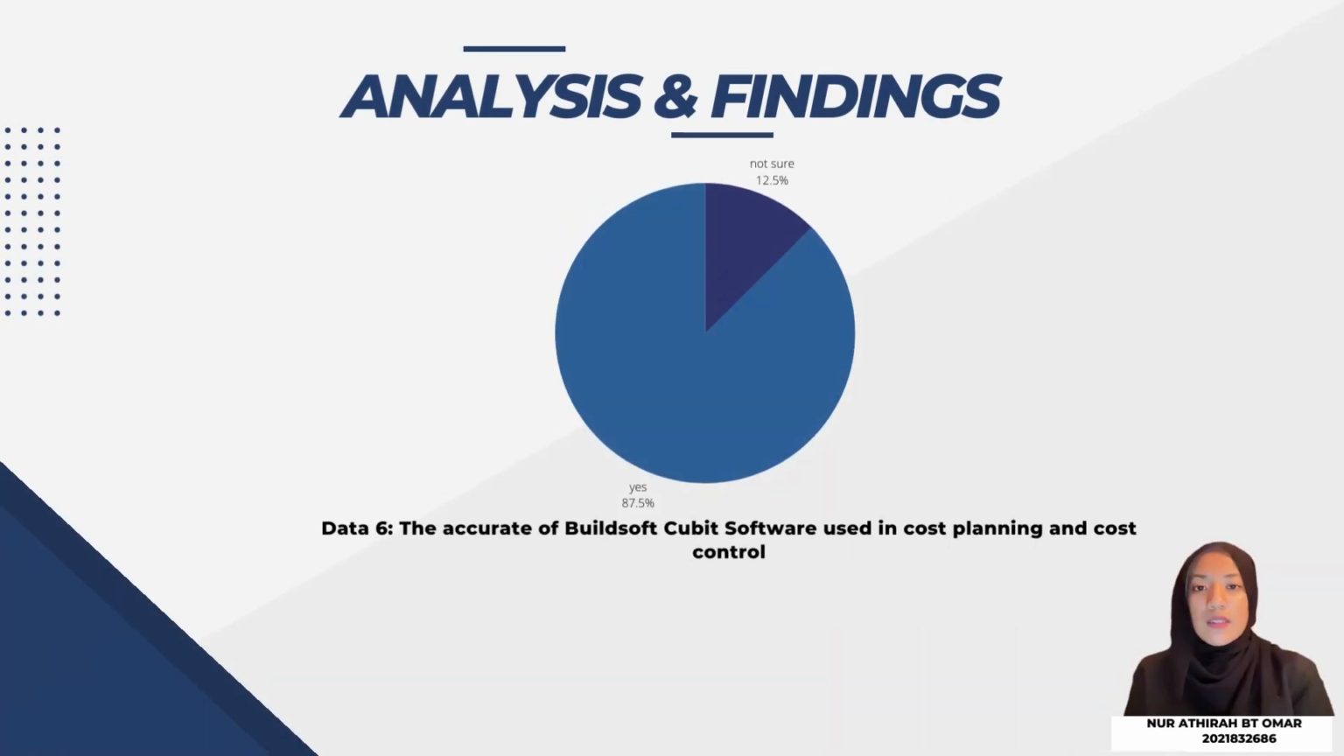Alright, for the next data, number 6, the question that we asked is whether BuildSoft Qubit software is accurate when used for cost planning and cost control. Based on data 6 above, we can see that 63.6% of those respondents agree with the accuracy when using BuildSoft Qubit software for cost planning and cost control. And 9.1% of other respondents disagree with the accuracy when using BuildSoft Qubit software. The reason behind this may also have been discussed in a previous topic.